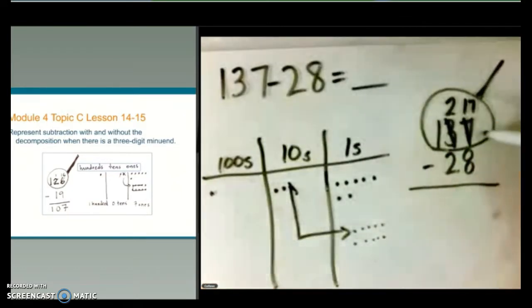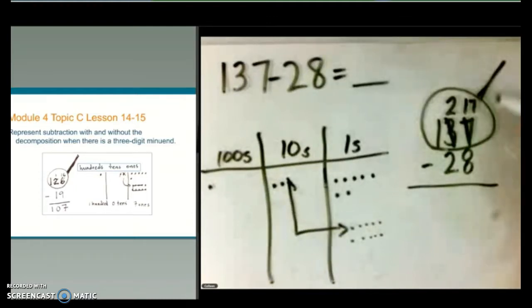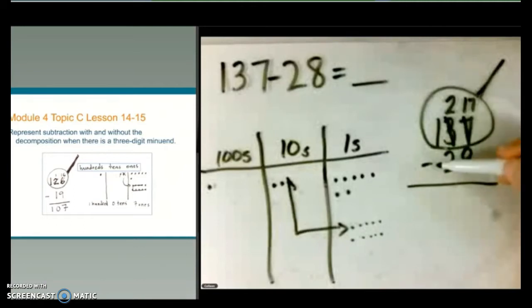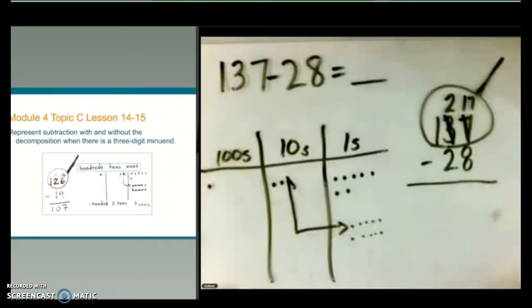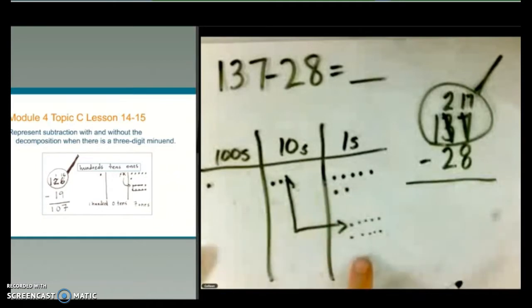Okay, I want to make sure I'm set up to subtract in the 1s, 10s, and 100s before I begin subtracting. 17 ones take away 8 ones. Yes, I can do it. 2 10s take away 2 10s. Yes, I can do it. 100 take away 0 100s. Yes, I can do it. So come on over. Let's do it on the model.